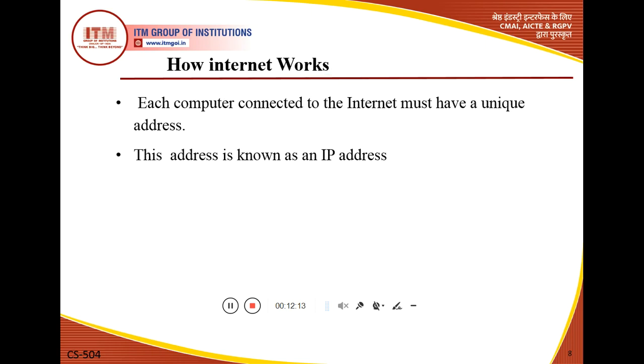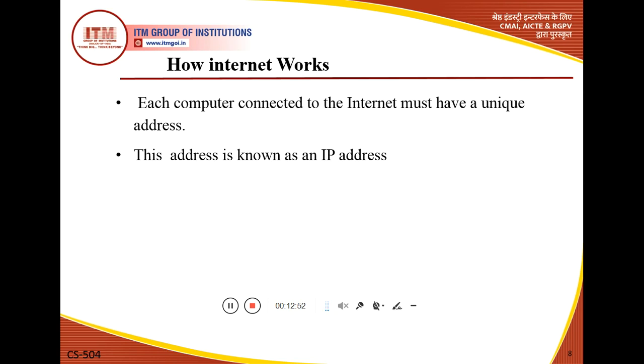Now we will study how the internet works. When we connect to the internet, the next topic is the working procedure of the internet. Basically, the working procedure of the internet is defined in terms of the IP address. So what do you mean by IP address? Each computer connected to the internet must have a unique address, and that particular address is defined as an IP address.